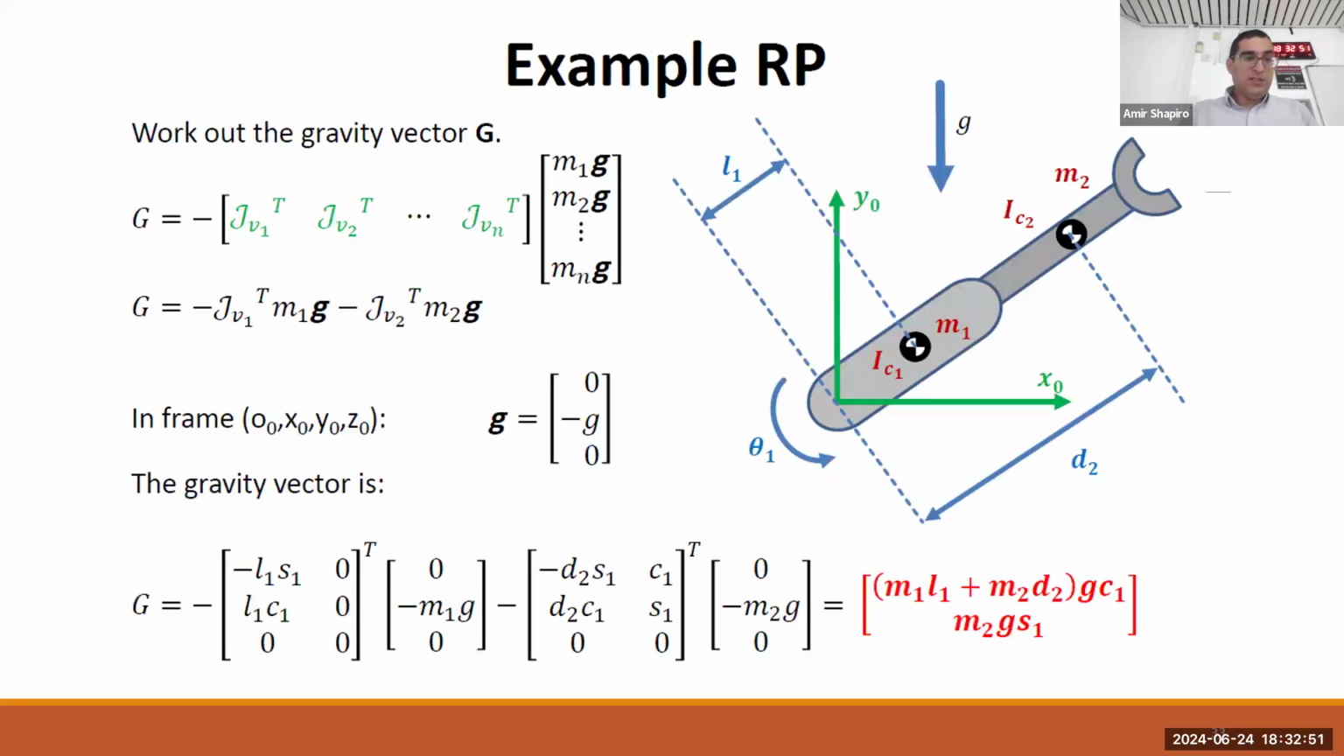So here, if we take the Jacobian transpose times mg, we get G is minus J1 transpose M1g minus J2 transpose M2g. And the Jacobian we already computed. This is J1, this is J2. And g is constant in the minus y direction. So minus M1g, minus M2g. And we can multiply this and get the result.